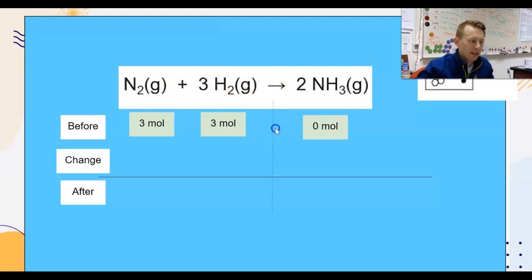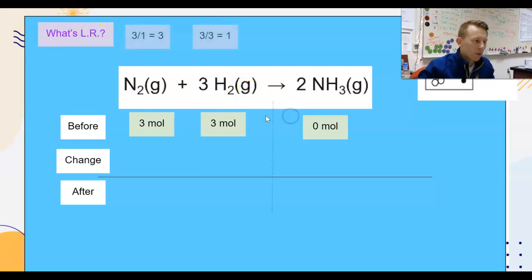And here's how you'd calculate this. What's the limiting reactant? The way we do that is we take the given information and divide it by the coefficient. So 3 divided by 3 gets me 1. 3 divided by 1 gets me 3. Whichever one of these is smaller tells me what I'm going to run out of first. So the H2 is going to be my limiting reactant, and we're going to use this information to calculate everything else.